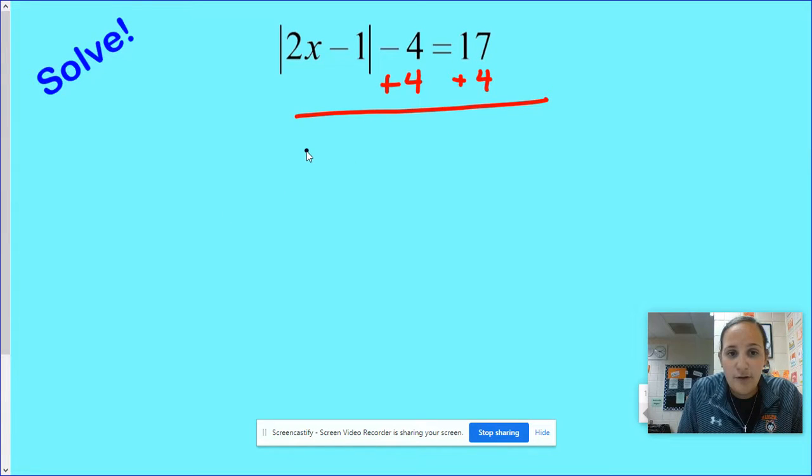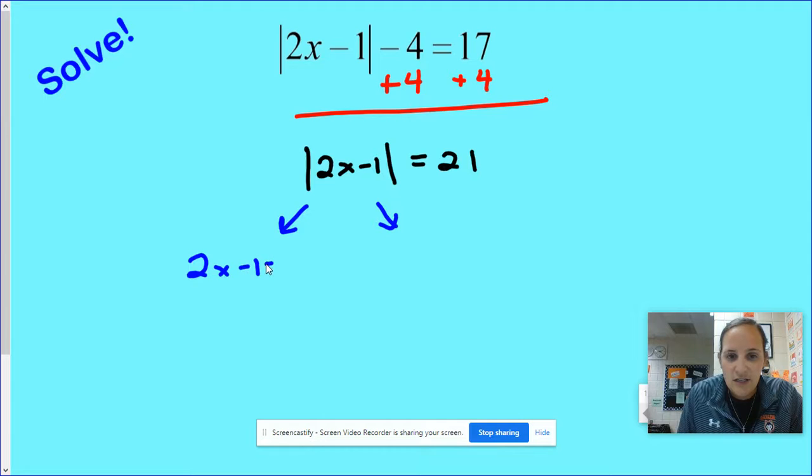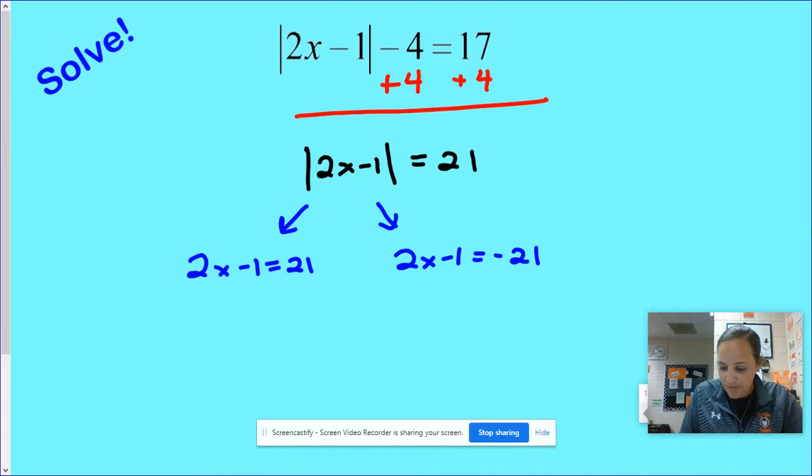Now I have absolute value of 2x minus 1 equals 17 plus 4 is 21. Now that my absolute value bars are isolated, meaning there's nothing else with them, nothing before them, nothing after them, I can break it into two separate equations. So the first equation is going to say 2x minus 1 equals 21. And the second one's going to say 2x minus 1 equals, and I want to negate that answer, so -21. I solve both of those problems, and I am done.